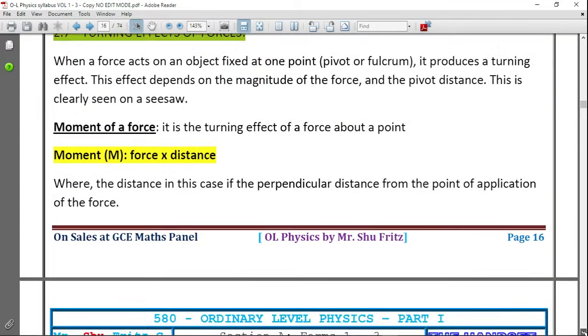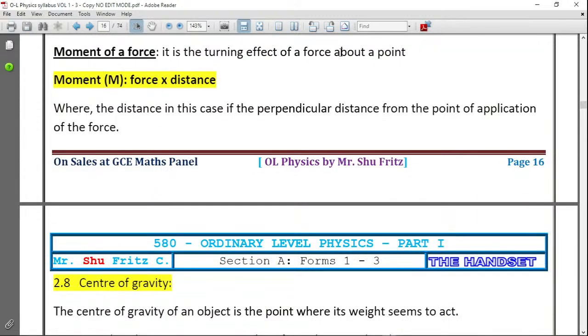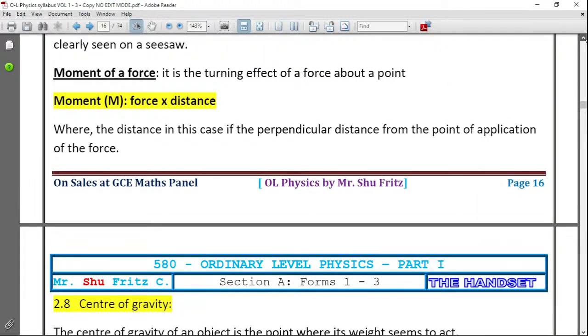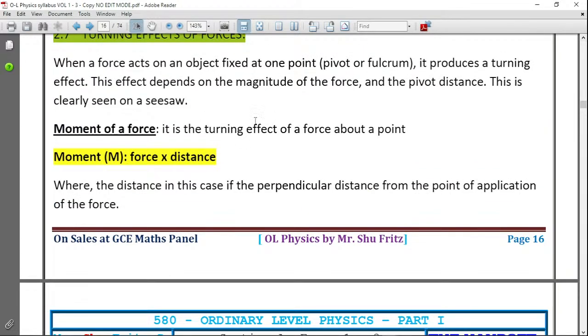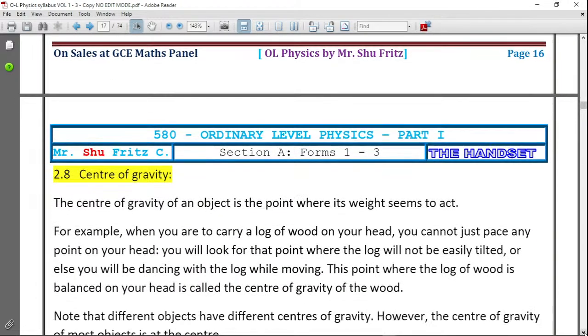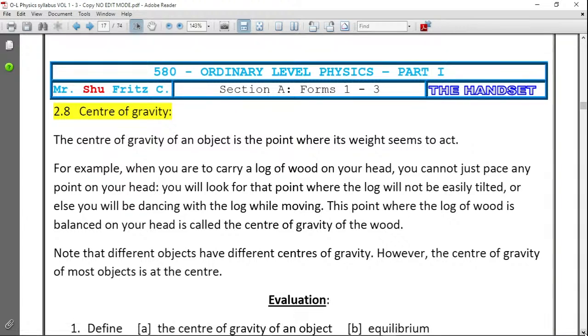So what is the moment of a force? The moment of a force is the turning effect of a force about a point. So we define the moment of a force as the turning effect of a force about a point, and moment is equal to force times perpendicular distance from that point. So the moment is the product of the force and its perpendicular distance from the point of application. We will see more of moments in part 2 when we get to mechanics.